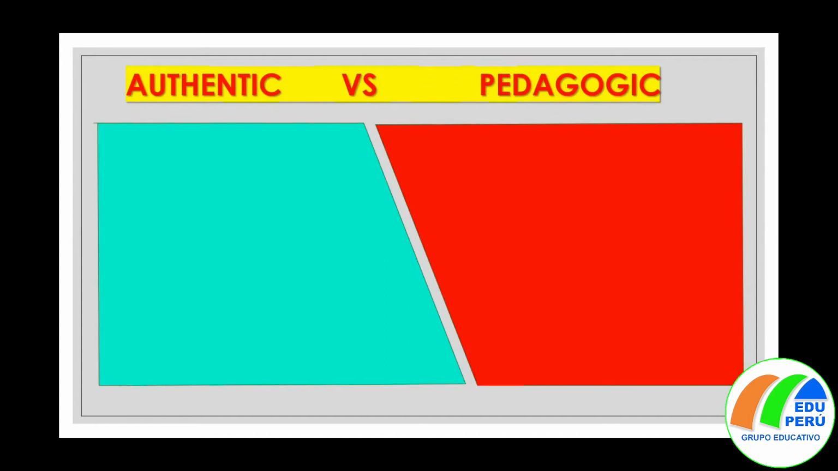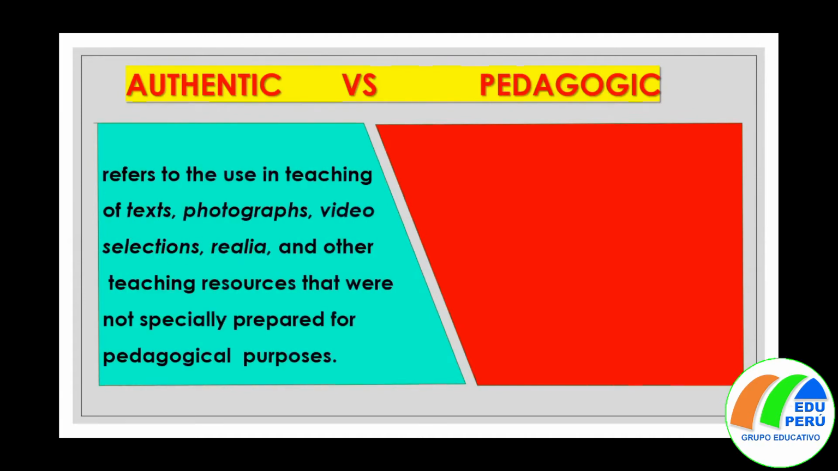Authentic is when we create and pedagogic is given, no? Yeah, authentic, what we create. Something original. Yeah, that's it. Something original. So here you're going to use real texts, real photographs, real videos. You use realia, so it means real objects. That's good, Abraham.